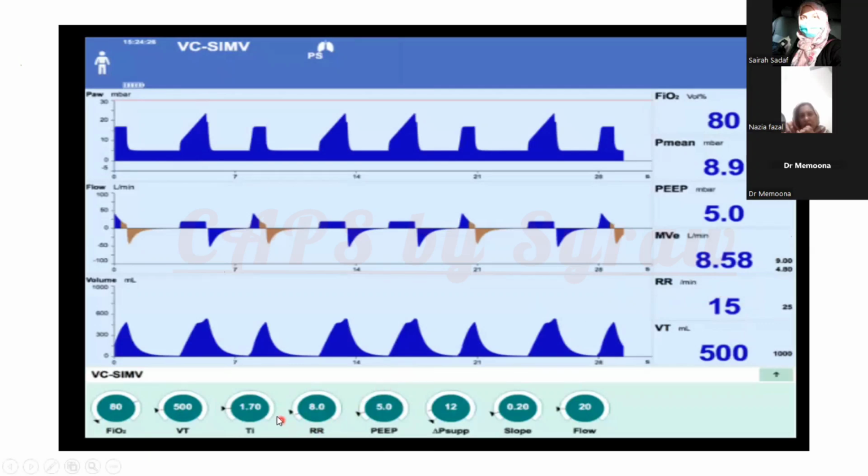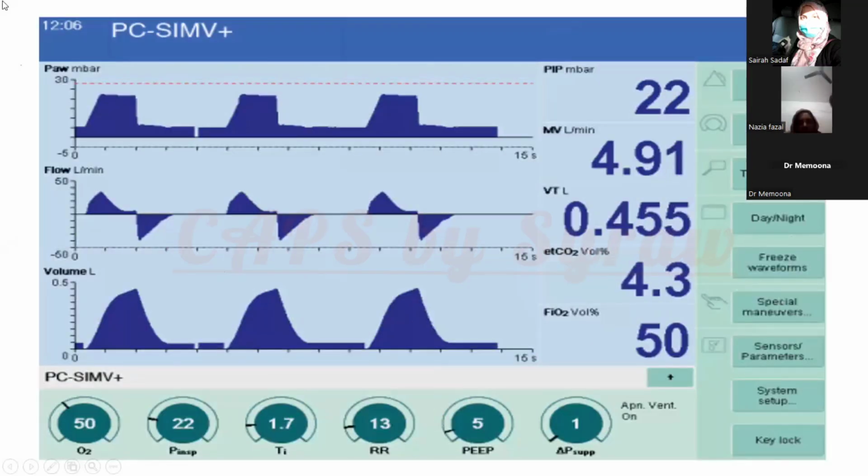The backup rate of the vent is 8. These are the mandatory breaths which the vent will deliver according to the time. However, the additional 7 breaths are being initiated by the patient. These are true spontaneous breaths, and these are only supported with a pressure of 12, which we have already set in here. All right.